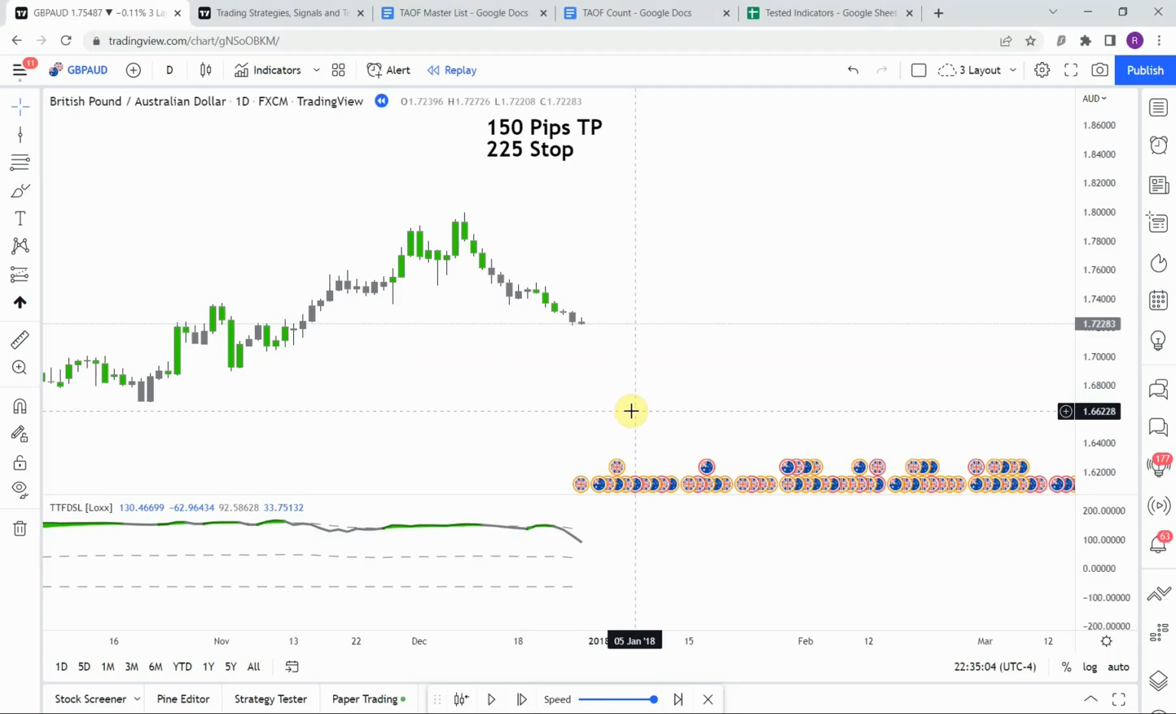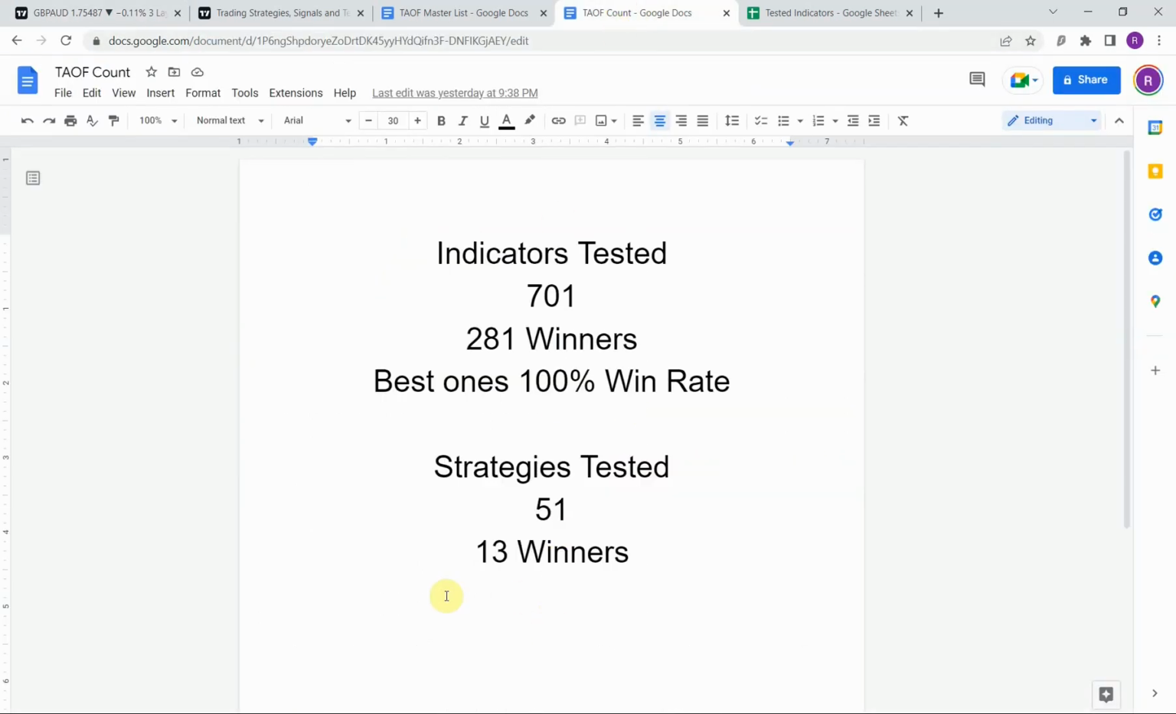Alright, as I said, today we will be testing the trend trigger factor with disconnected signal lines. Before we do though, I wanted to put the testing scoreboard up for everyone to see. So to date, we have tested a total of 51 different strategies, with 13 of them being profitable. We've also tested a total of 701 indicators, with 281 of them being winners. The best ones so far were able to achieve a 100% win rate.